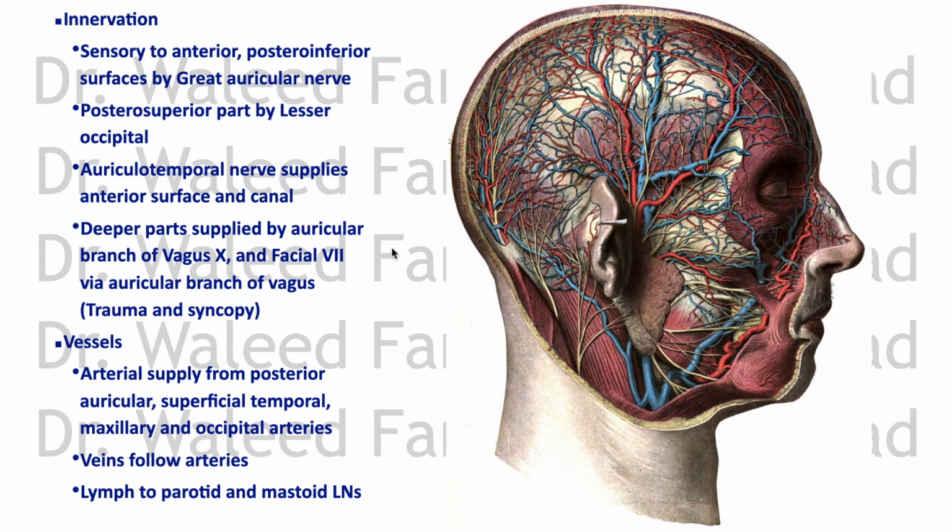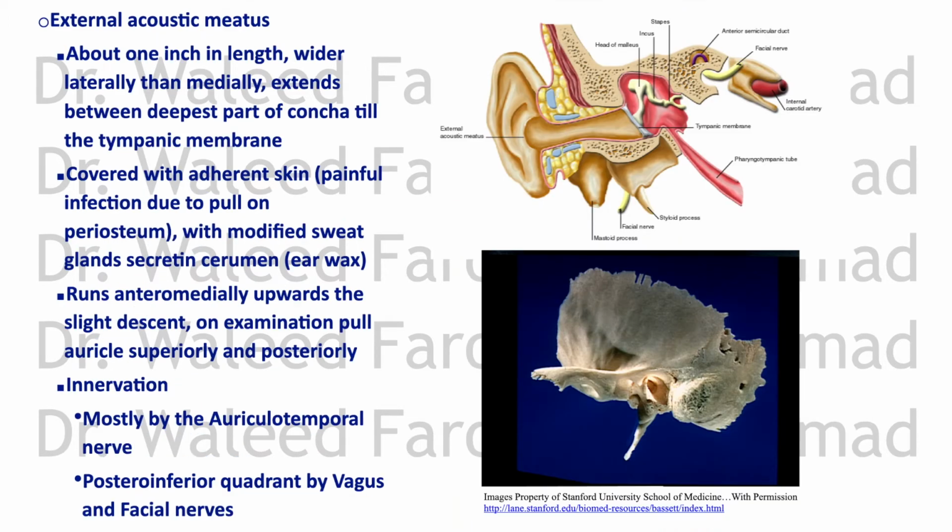Right? Okay, the vessels, of course: the nearby superficial temporal, the posterior auricular branch, and the occipital, which takes the upper part, all share in the supply of the auricle or the ear pinna, and the veins follow the arteries. Lymph drains to the mastoid and parotid lymph nodes surrounding the auricle.